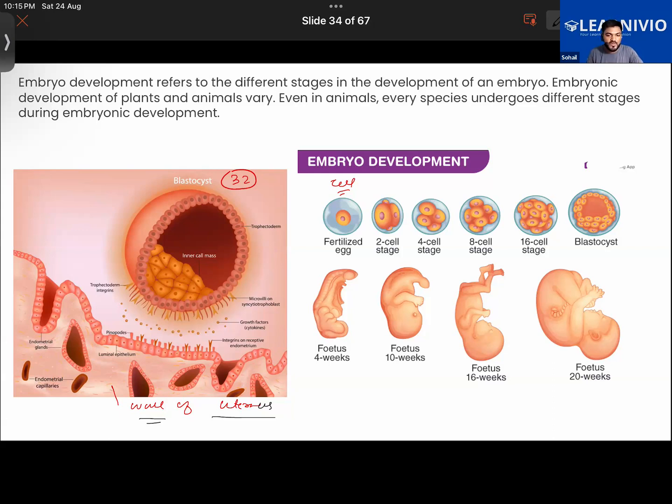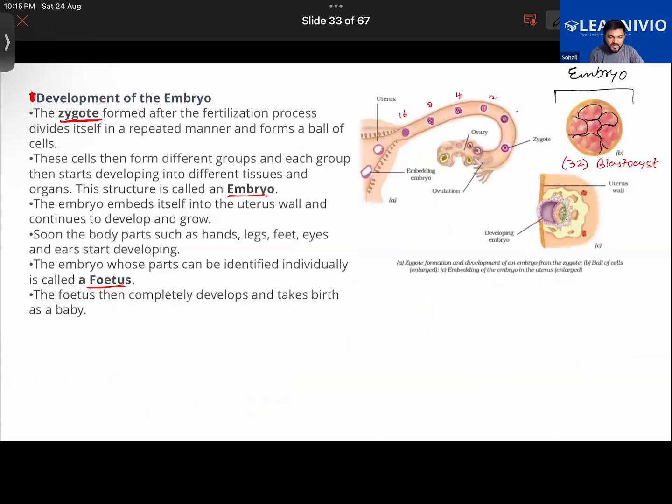Got this now? So the very key difference between the fetus and embryo is that in the embryo, only different groups of cells would be visible, like in the form of tissues. But in the case of a fetus, the body parts would be identifiable. That is the key difference between the two. Hope that is clear to both of you.